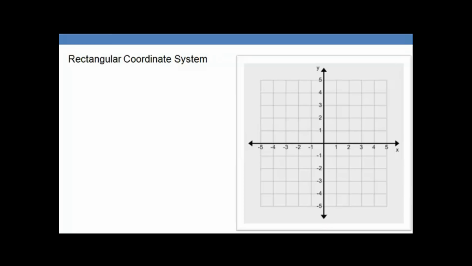We're going to plot points on this rectangular coordinate system that have two directions, an x direction and a y direction. To plot these points, we will start at the center. This is called the origin, and its coordinates are 0, 0. You have not moved across, you have not moved up or down, so you're staying right here.